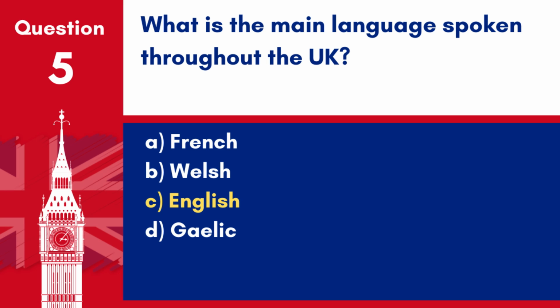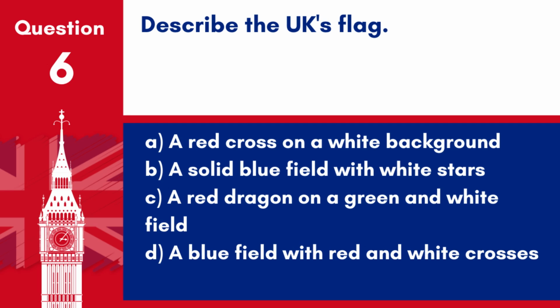Answer: C. English. English is the main language spoken throughout the UK. Question 6. Describe the UK's flag. A. A red cross on a white background. B. A solid blue field with white stars. C. A red dragon on a green and white field. D. A blue field with red and white crosses.